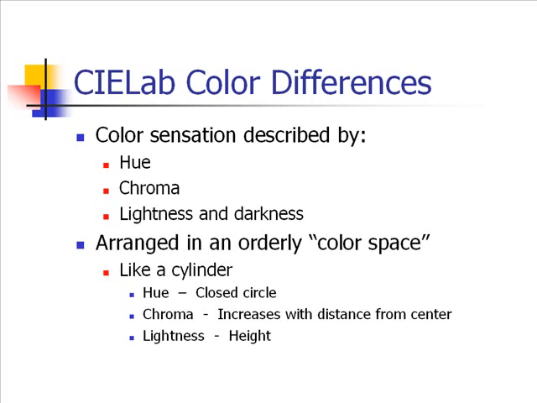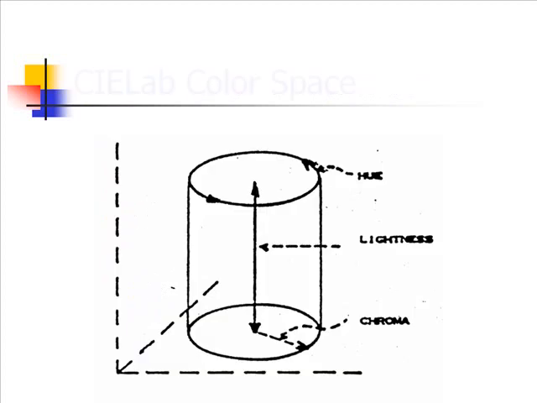As far as the math part of it, we've pretty much done that so far. What we did last week is really the only calculating we'll have to do. Mostly what we're talking about here is how do we use and interpret the numbers once we get them. Our CIELAB color differences, color sensation described by hue, chroma, lightness, and darkness, like we've talked about before, arranged in an orderly color space, like a cylinder. Our hue is our closed circle. Chroma increases with distance from the center, and the height is the lightness. Picture there that we've seen and talked about before.